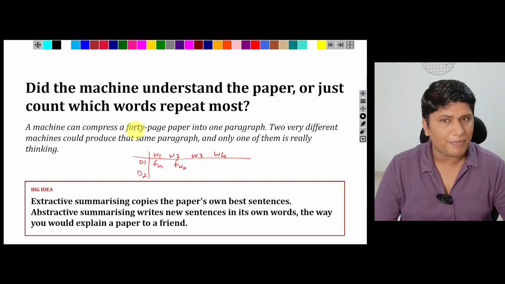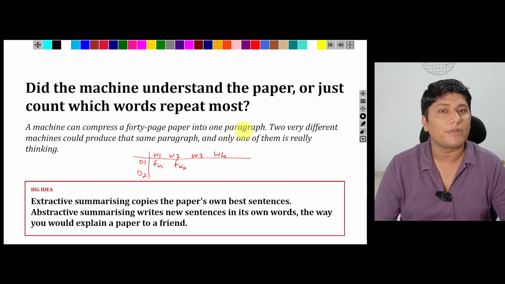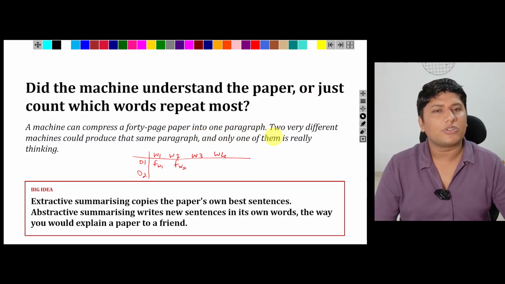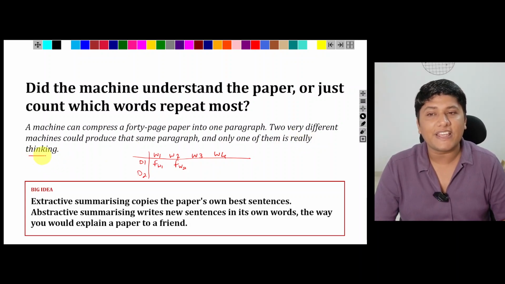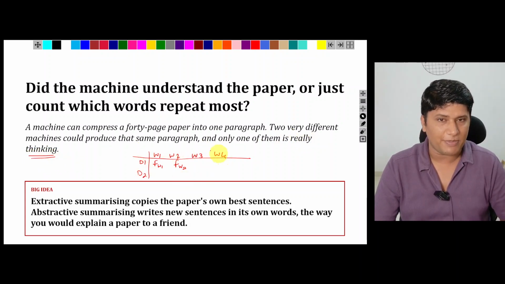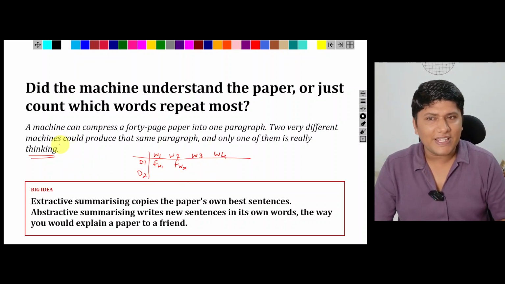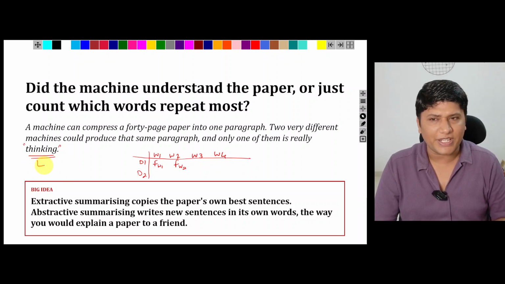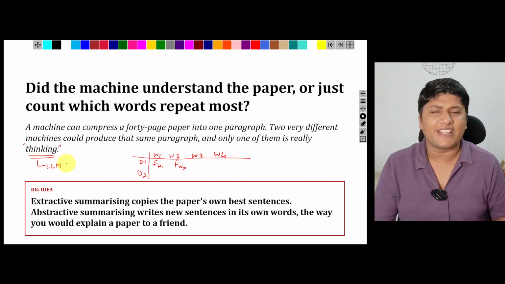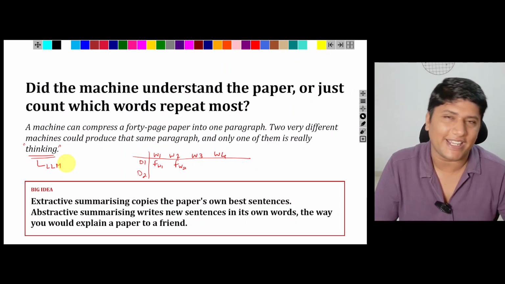A machine can compress a 40-page paper into one paragraph. Two very different machines could produce that same paragraph, and only one of them is really thinking, while the other is just working with this table. Thinking is something we now associate with something called an LLM. We think that an LLM does some kind of thinking in a way.